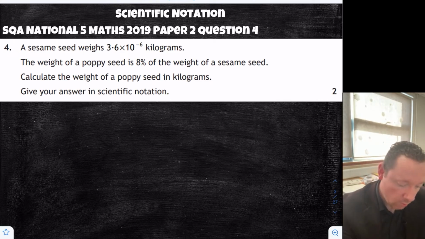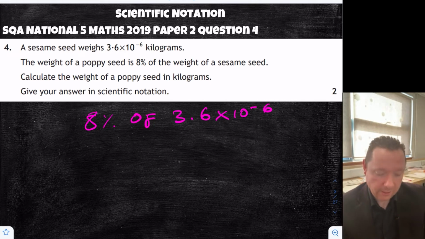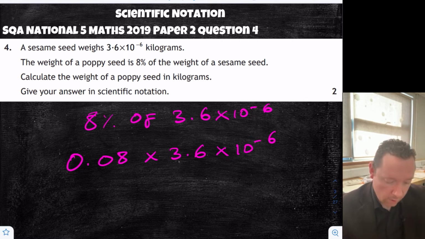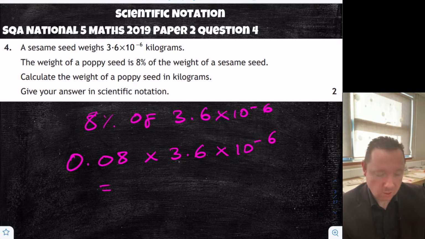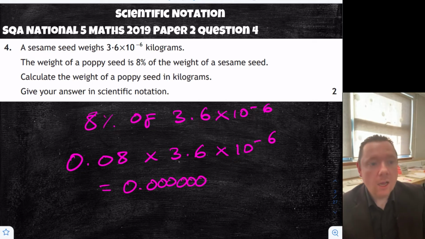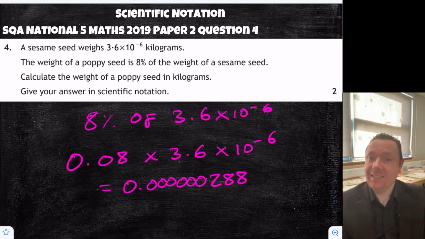So in other words, I need to work out 8% of 3.6 times 10 to the minus 6. So in a calculator, I can do 8 times that and then divide by 100, or just do 0.08, because that's 8%, times 3.6 times 10 to the minus 6. Now, when you do that in your calculator, you might get an answer of 0.000000288. Or if you're lucky, your calculator will give you it in scientific notation. But let's assume it didn't.